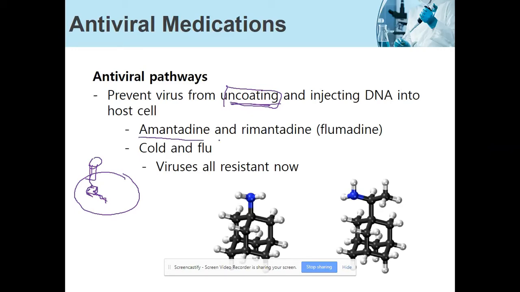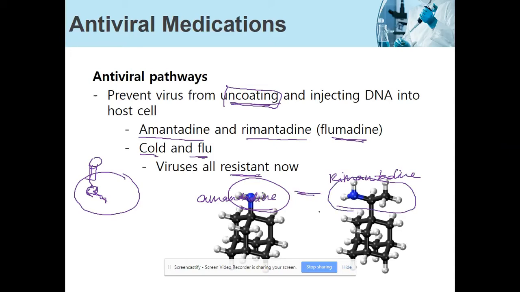Two kinds of medicines that we have on the market that work this way: amantadine and rimantadine, which is also known as flumadine. These are good for treating cold and flu, except most of the cold and flu viruses are resistant. Here's amantadine. This one is rimantadine. And you can see that there's a lot of similarity. This chunk is really the only place where the two are different. Otherwise, the structures here are pretty similar. And again, these would be great, except most of our viruses are resistant.